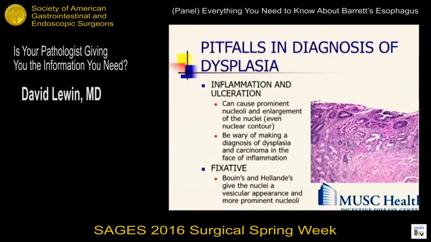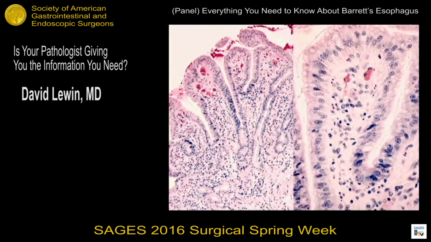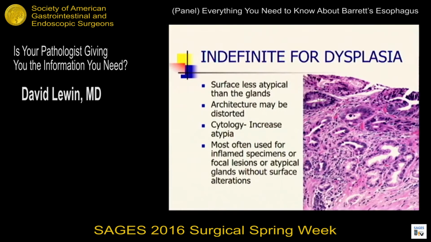So a couple pictures of indefinite. Here's one that's inflamed. There's lots of lymphocytes, plasma cells, some acute inflammatory cells, and then on higher power, you can see the nuclei are getting a little bit bigger. We've got some prominent nucleoli in the nuclei, but they actually all kind of look the same. So if they all kind of look the same and there's inflammation in the background, probably not going to call it high-grade dysplasia.